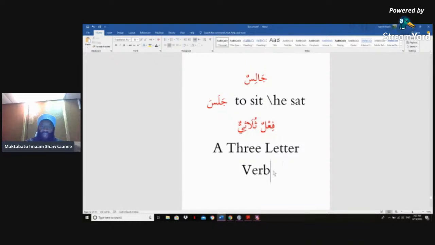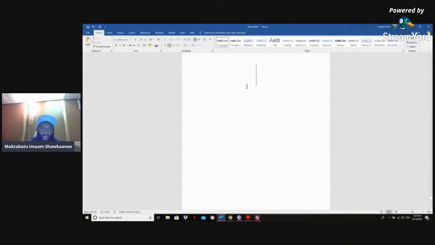So look at the shape of this word that our brother Abu Zubayr recited. Jalisun is on the shape of fa'ilun. Pay attention to that shape. Fa'ilun. So it's called the ism fa'il, because it's on the shape of fa'il.